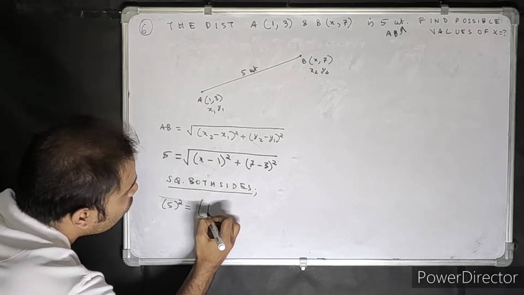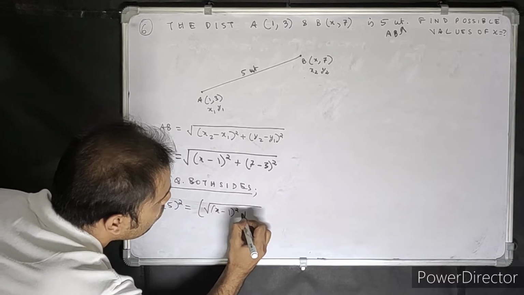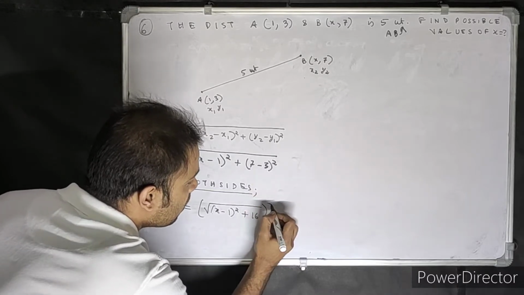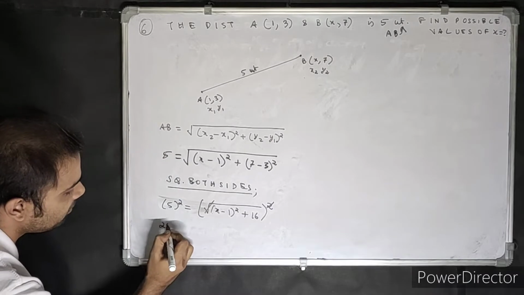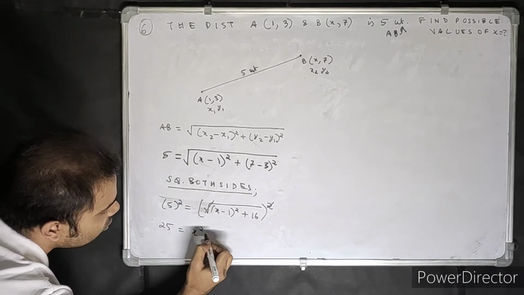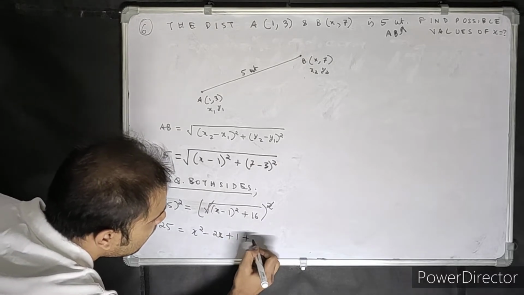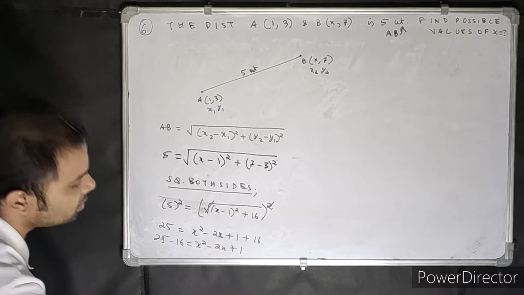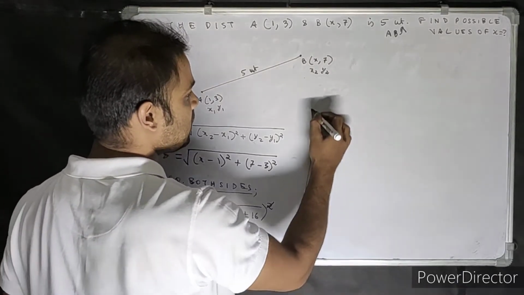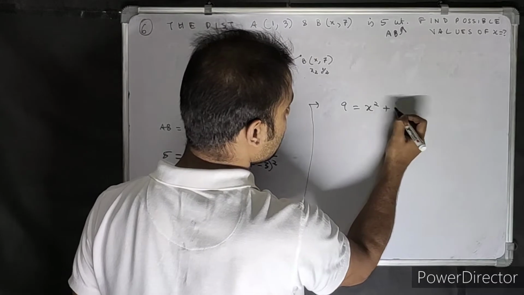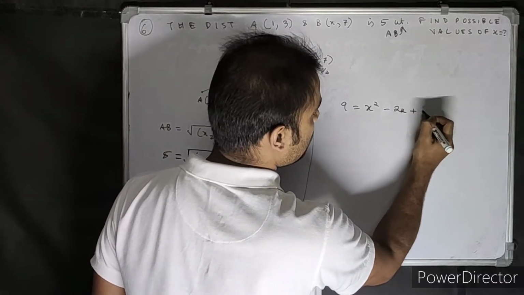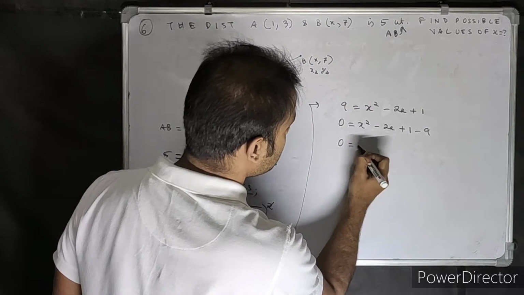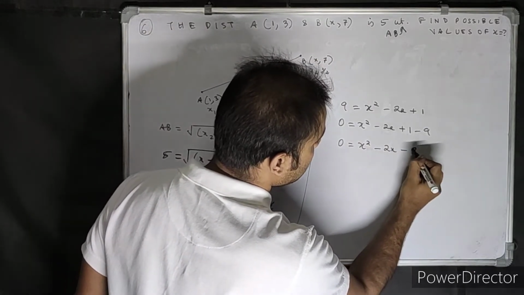5 whole square is equal to root over x minus 1 whole square plus, this is 7 minus 3 is 4. 4 4s are 16. Okay, 4 whole square. Then square and the root got cancelled. Over here 25. Over here what to do? Expand. This is x square minus 2x plus 1 plus 16. So 25 minus 16 is 9. 9 is equal to x square minus 2x plus 1. So 0 is equal to x square minus 2x plus 1 minus 9. So 0 is equal to x square minus 2x minus 8.